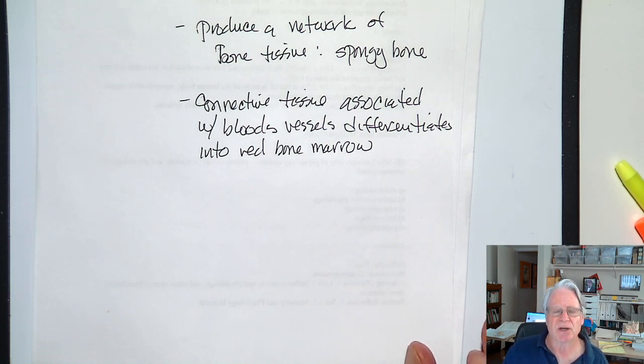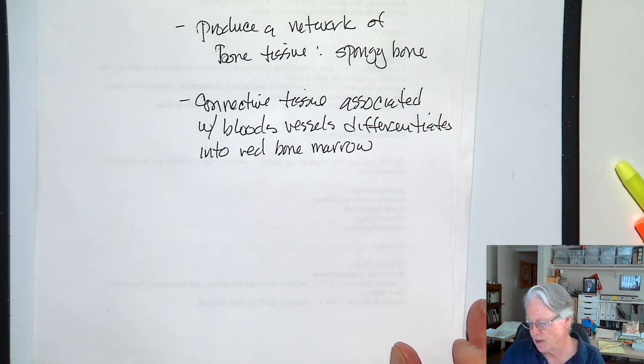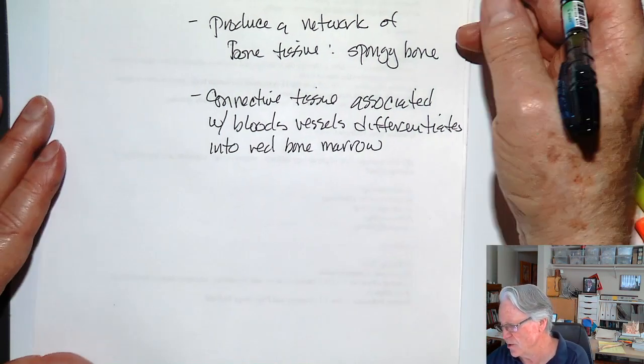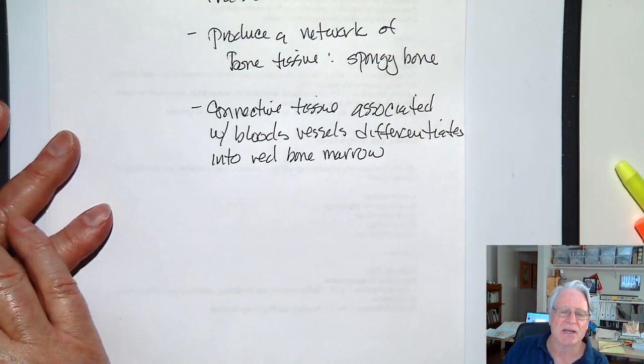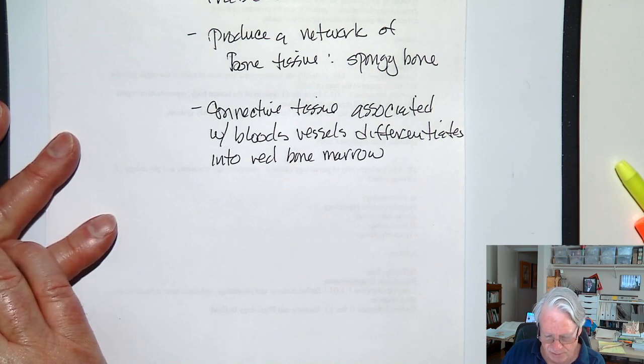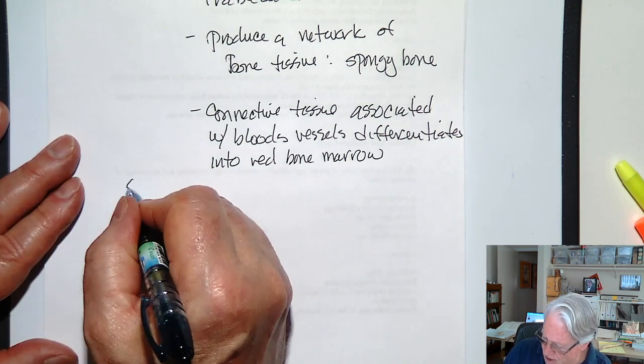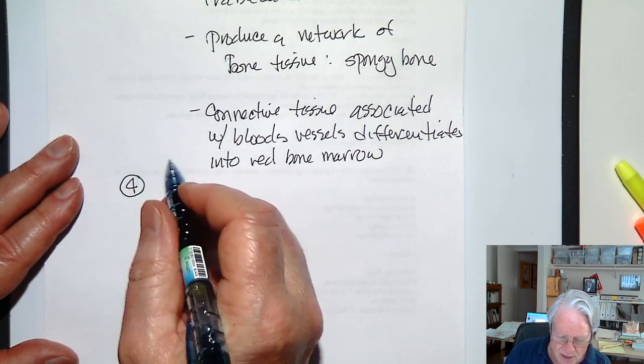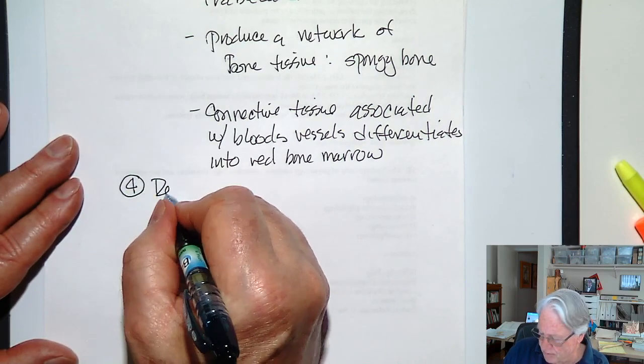It is a complex process, and there is a lot we're leaving out, which is really not necessary for our understanding, especially for this class. But as you can see, it is quite complex, and we haven't even talked about all the different signaling molecules that they've discovered, which direct this process. Finally, the fourth step is development of the periosteum.